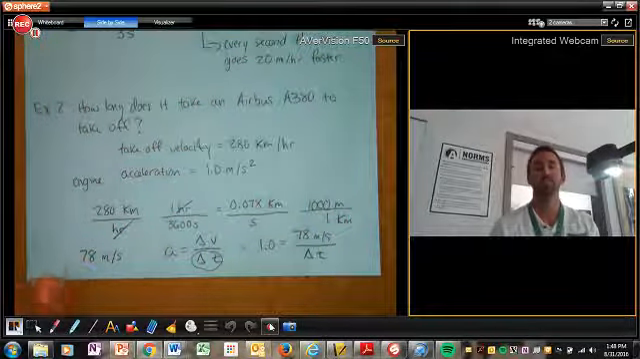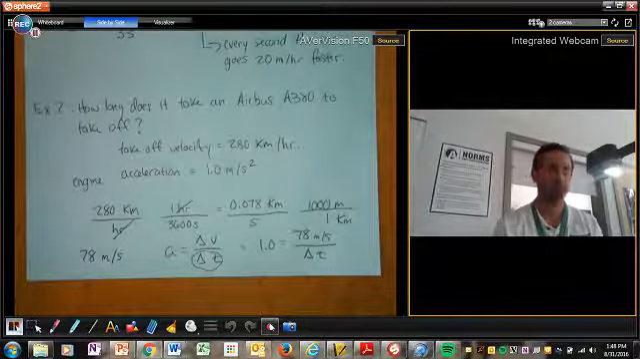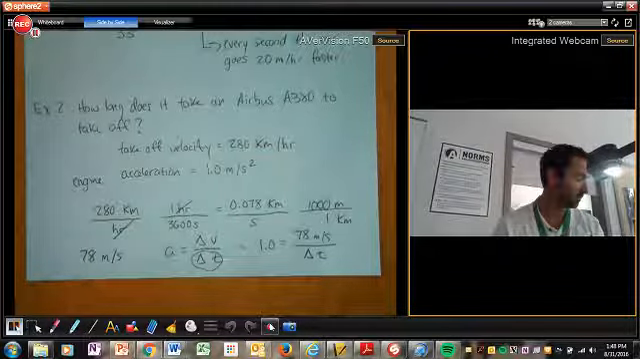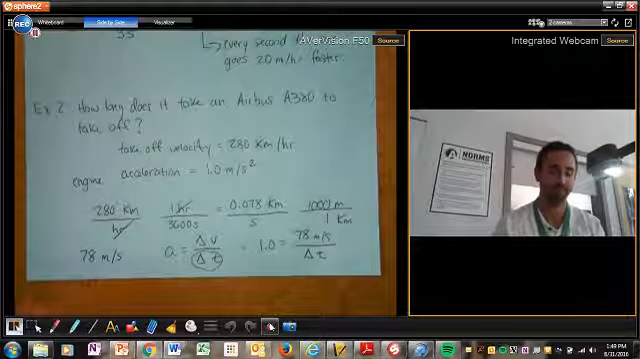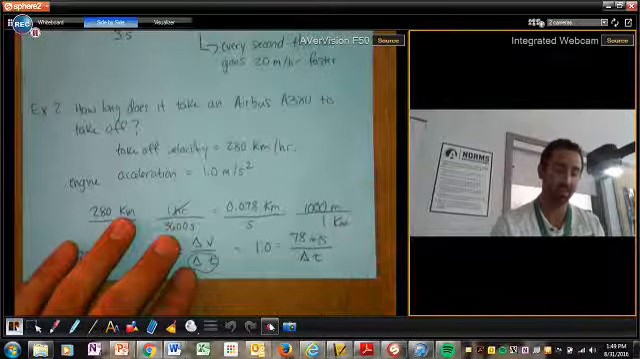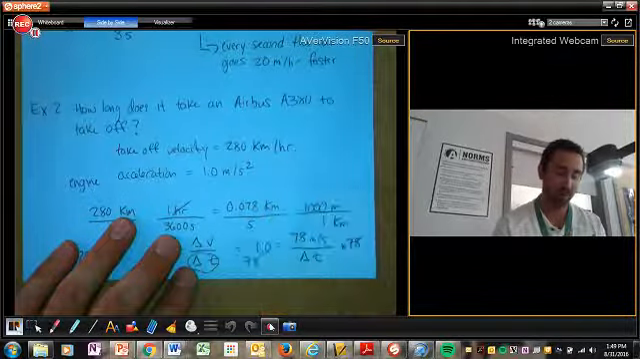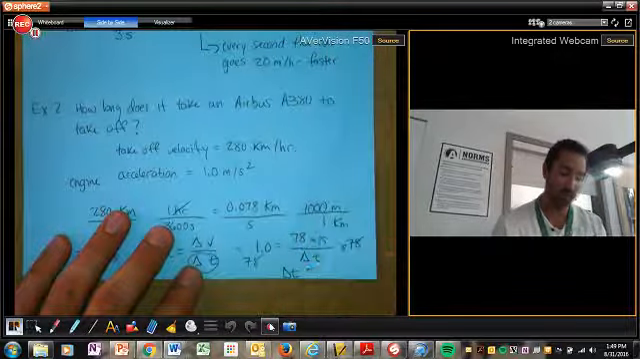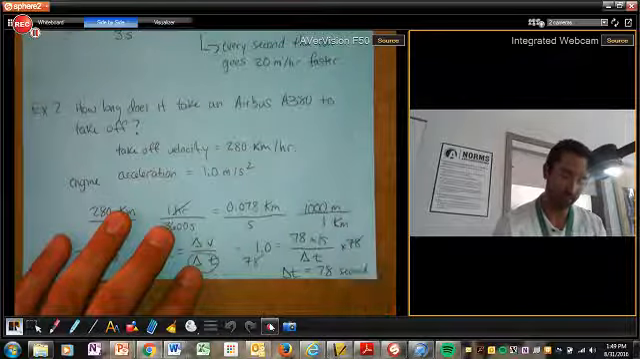How do I solve for time here? Multiply by 78 to each side. Multiply what by 78? The acceleration. To get it by itself, multiply by 78 on both sides. So my change in time should be what? 78 seconds. Okay, 78 seconds.